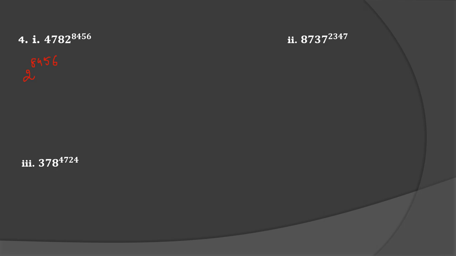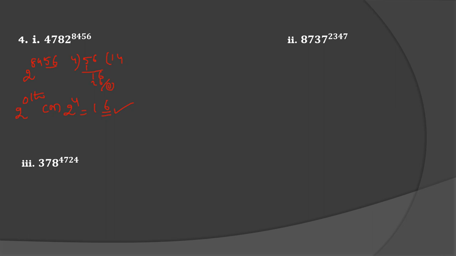It repeats for every 4 power values, right? Then consider the last 2 digits and divide by 4. 56 divided by 4, how many times? 14 times. Here it is 16. 4 times 16, remainder 0. This remainder value is placed as the power value of 2, so 2 power 0, or 2 power 4. 2 power 4 equals how much? 16. What is the unit digit? 6 is the unit digit.